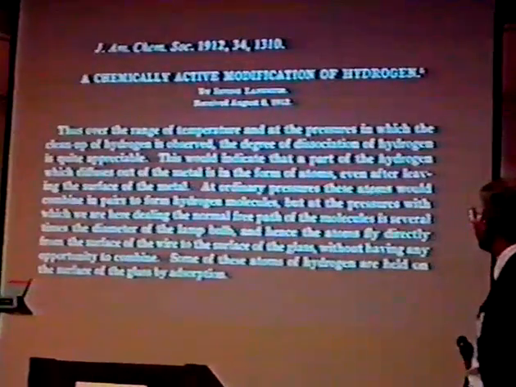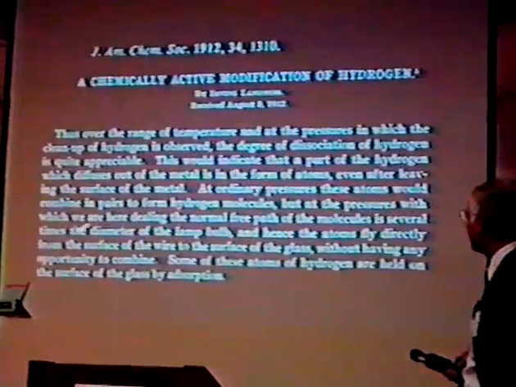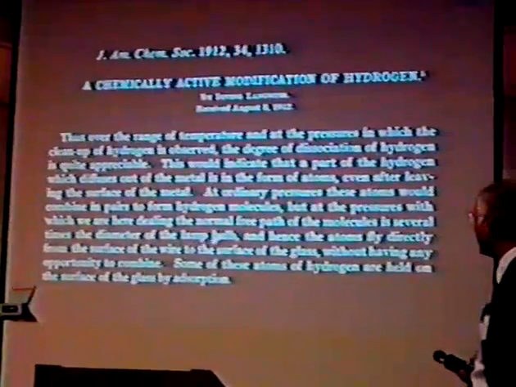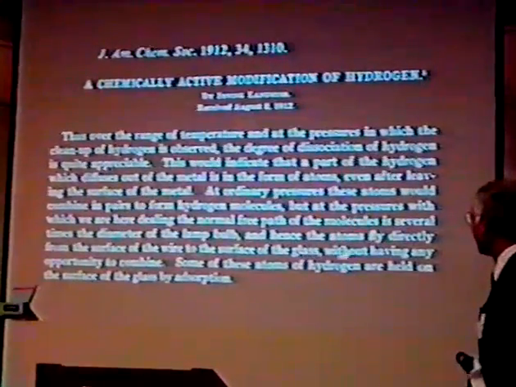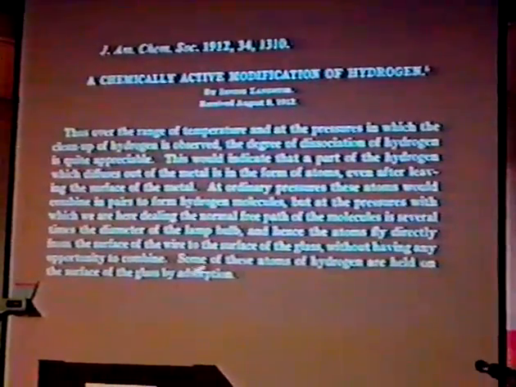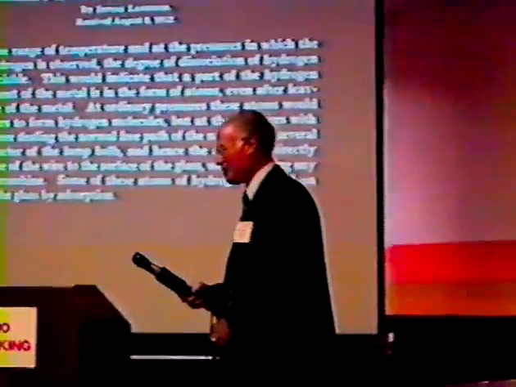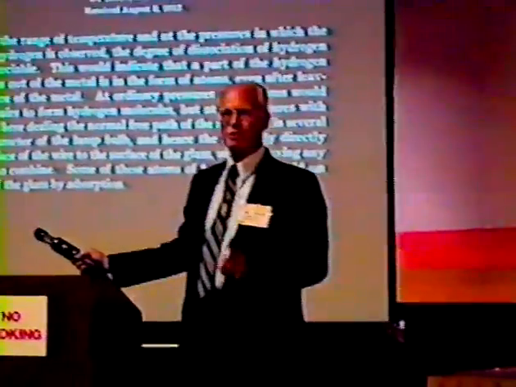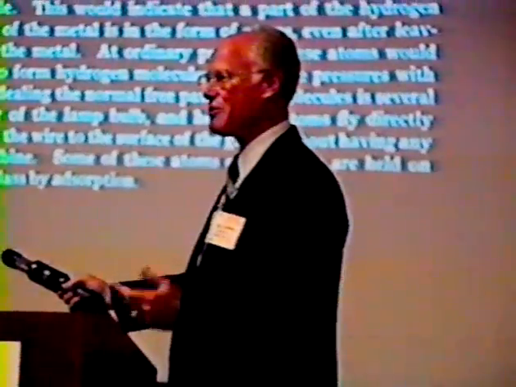At ordinary pressures, these atoms would combine in pairs to form hydrogen molecules, but at the pressures with which we are here dealing, the normal free path of the molecules is several times the diameter of the lamp bulb, and hence the atoms fly directly from the surface of the wire to the surface of the glass without having any opportunity to combine. And some of these atoms of hydrogen are held on the surface of the glass by adsorption. So as far as I'm aware, this is the first example of atoms being formed from molecules and surfaces, and then these atoms being emitted into the gas phase where they can enter into subsequent reactions.